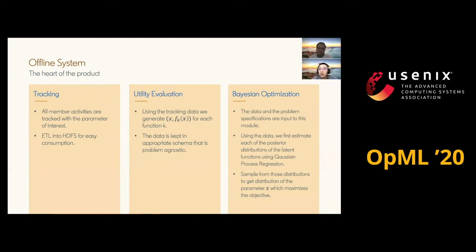Using the tracking data, we can generate aggregated metrics for both the objective and the constraints. The data is kept in an appropriate schema that is problem agnostic. In the Bayesian optimization module, the data and the problem specifications are the input of the module. Using the data, we first estimate each of the posterior distributions of latent functions using Gaussian process regression. Then we sample from these distributions to get the distribution of parameter x, which maximizes the objective.